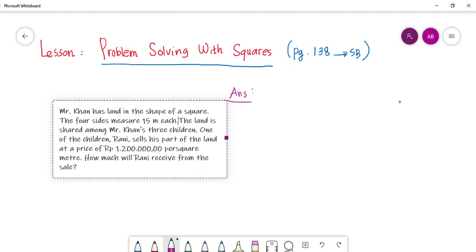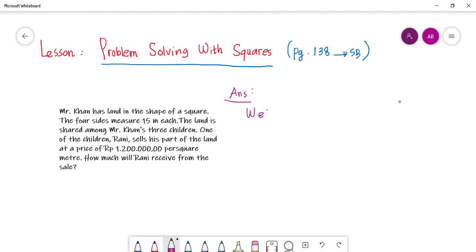Okay, let's see the question. To answer a problem solving question, we need to know every piece of information that we get from it. At first, you know that Mr. Khan has land in the shape of a square. And the four sides of this shape measure 15 meters each.